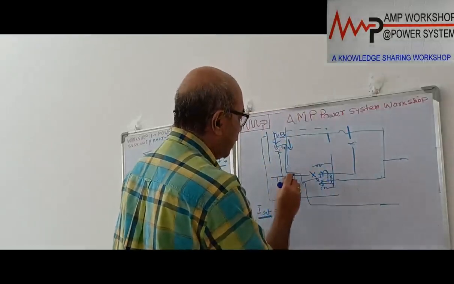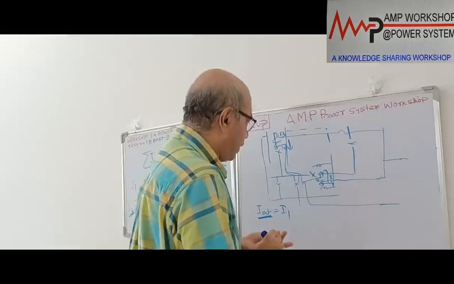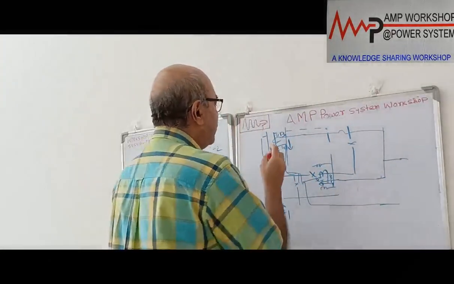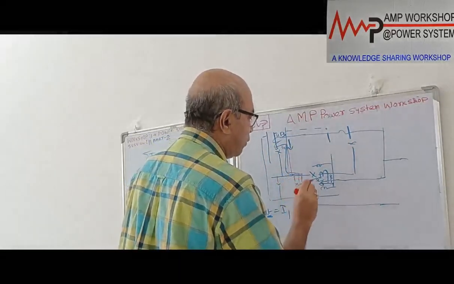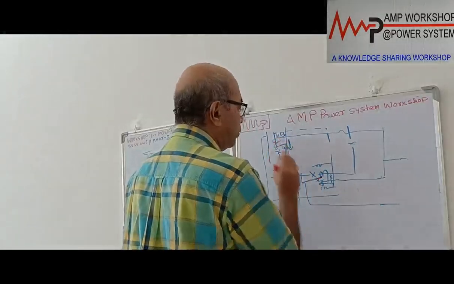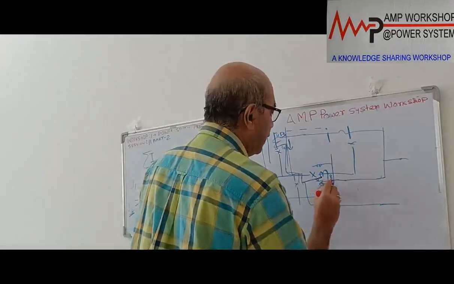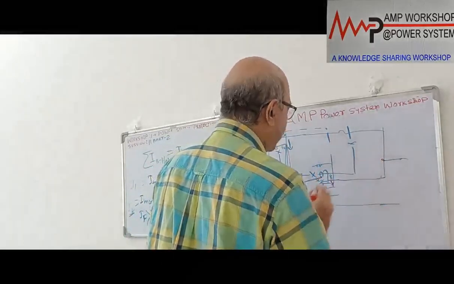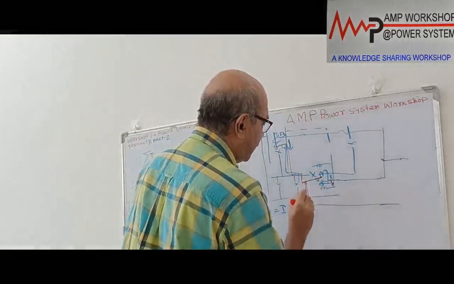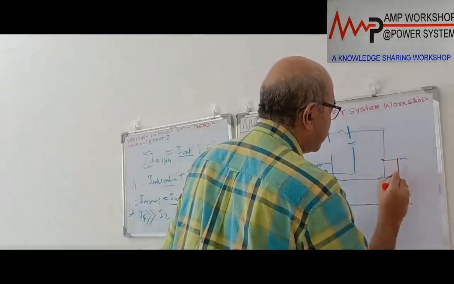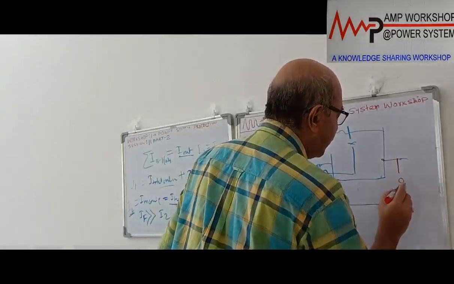See, this S2 and this S2, I put a red marking so that it will be clear to understand. This is S2, this is S2, and it is going to S2. And this S1 and this S1 is connected over here. And this S2 and this S2 is connected over here. Between these two, we will put an overcurrent relay, 51.